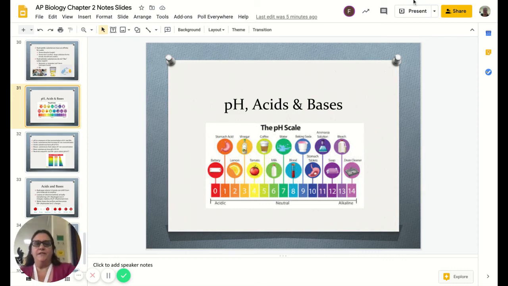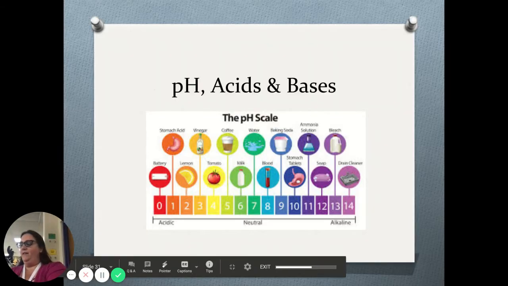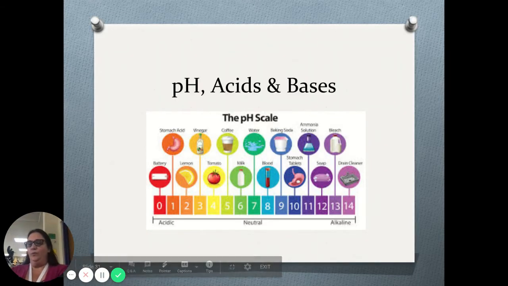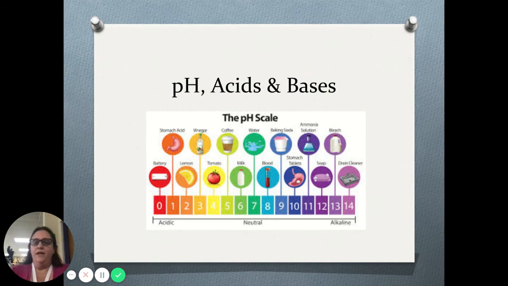Hi everyone, Mrs. Malchetter. We're going to talk today about pH and acids and bases. This is our very last topic in Unit 1. So, pH and acids and bases.